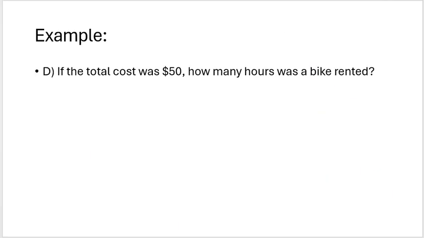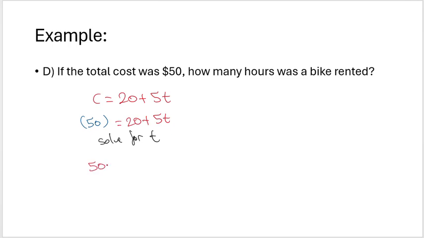Now, part D says if the total cost was $50, how many hours was the bike rented? So just write out the equation. Make your life easy. 20 plus 5t. We know the total cost is $50, so I'm going to substitute $50 in where C is. And now you're just going to solve for t. So 50 equals 20 plus 5t. Then we're going to subtract 20 because if you have a look here, there's no sign in front of 20.